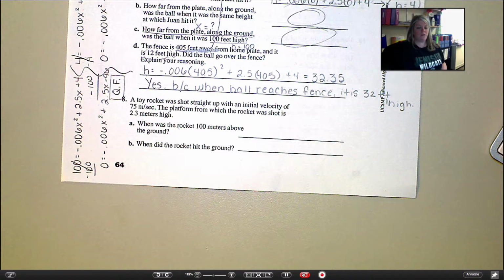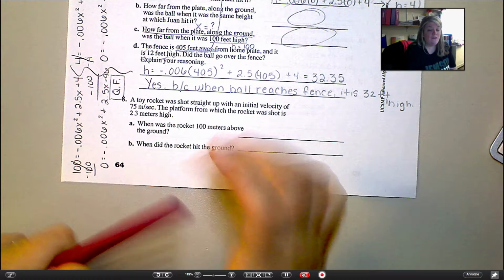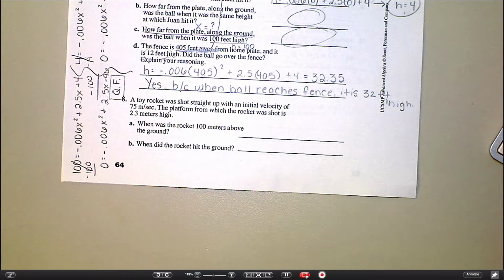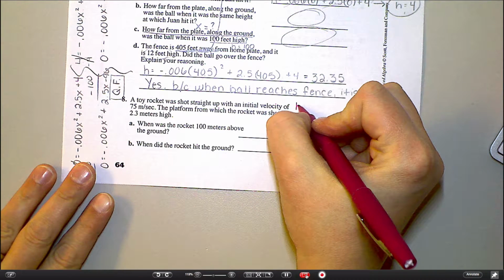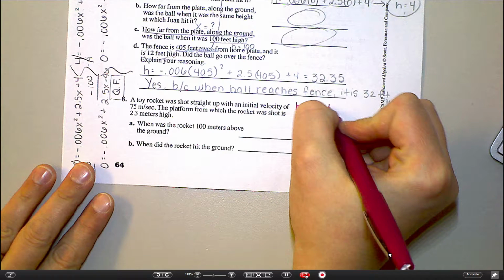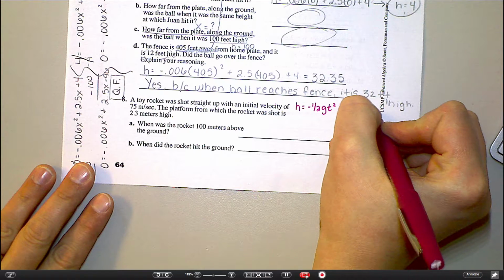So there's a lot of parts of number 8 that are similar to number 7. However, we do have to set it up with Newton's formula first. So even though it doesn't ask us for an equation, we need to write an equation to be able to answer the question. Okay, so here's my pal Newton, -1/2 gt squared plus v sub 0 t plus h sub 0.